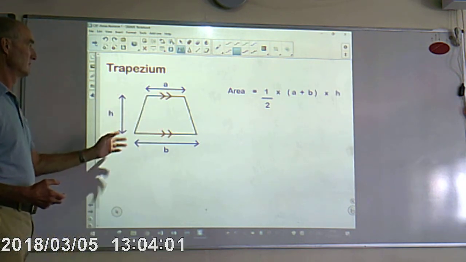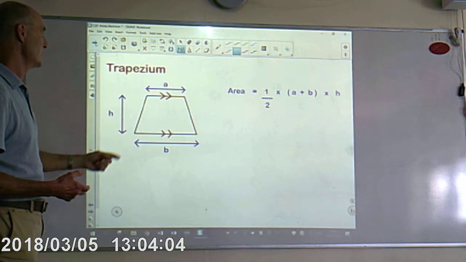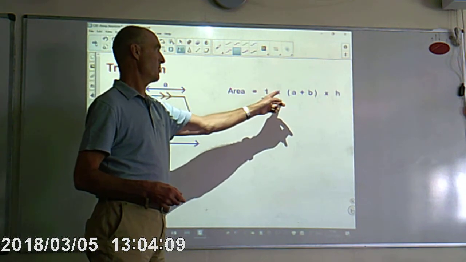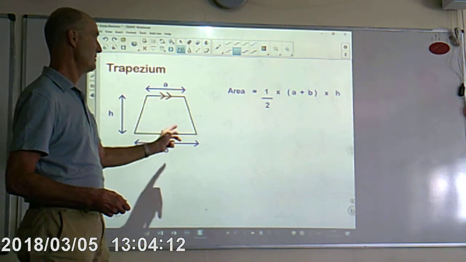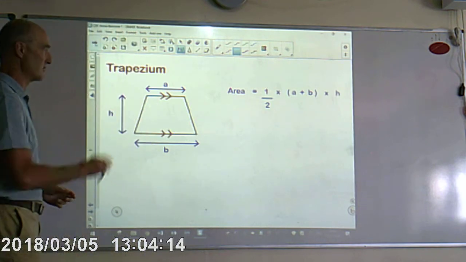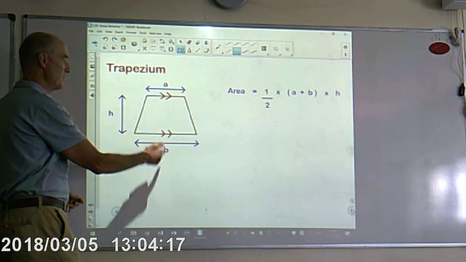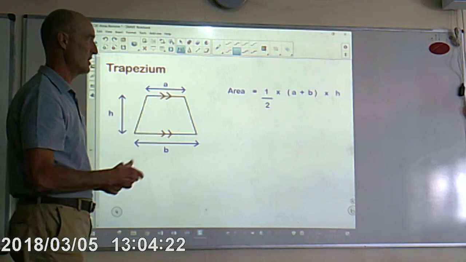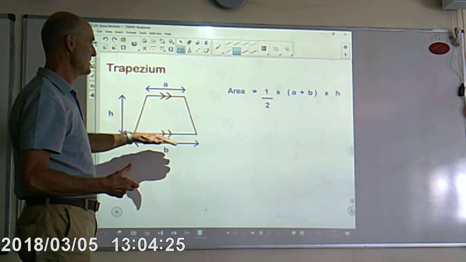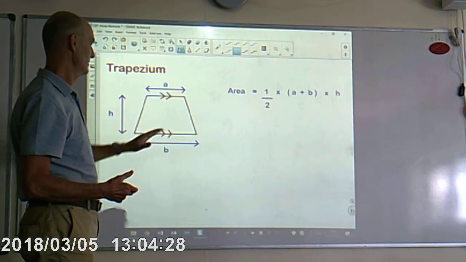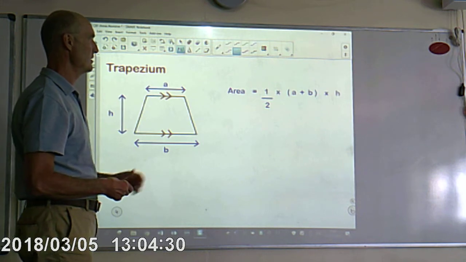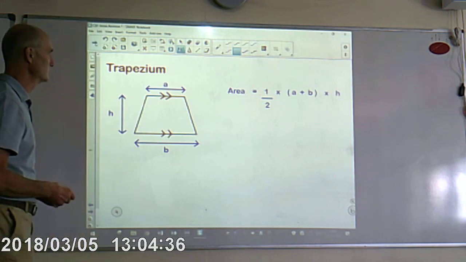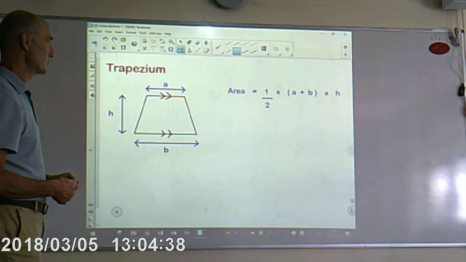Our vertical height is H, and our formula gives us half multiplied by A and B added together, multiplied by the vertical height. So that's our formula, where A and B are the parallel sides, and H is the vertical height. I'm saying that several times now. A and B must be the parallel sides added together, and H must be the vertical height. Area equals a half times A plus B times the vertical height. Okay, so that's the formula for the area of the trapezium.